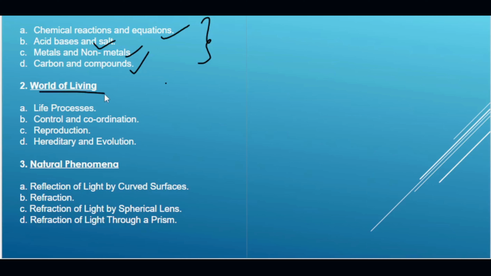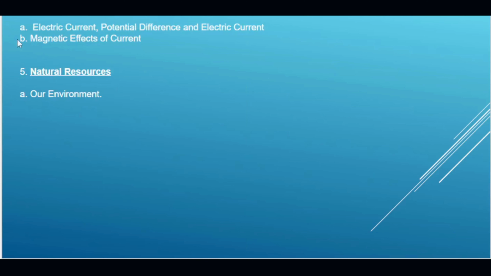Now we have world of living, wherein the chapters are life processes, control and coordination, reproduction, heredity and evolution. This is the biology part. The third unit is natural phenomena, in which we have reflection and refraction of light, also human eye and the colourful world. The next unit is effects of current, in which 2 chapters are there, electric current and magnetic effects of current. Both these units fall under physics.